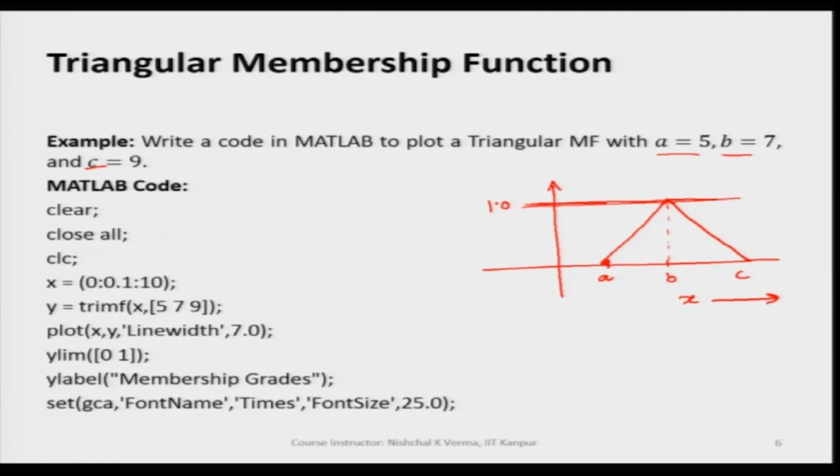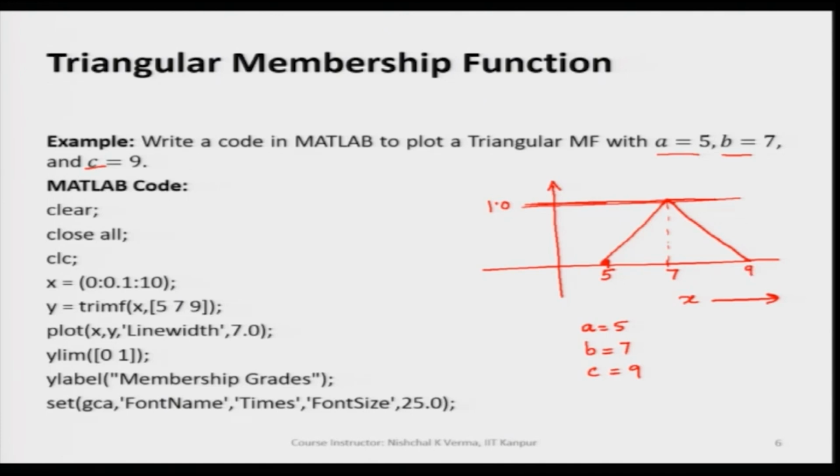So, a is equal to 5, b is equal to 7, c is equal to 9. If we use this MATLAB program, we will get this kind of shape whose vertices will be at 5, 7 and 9 like this. So, this is 5, this is 7, this is 9.